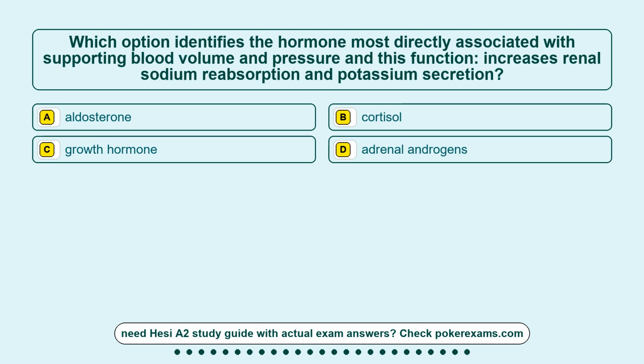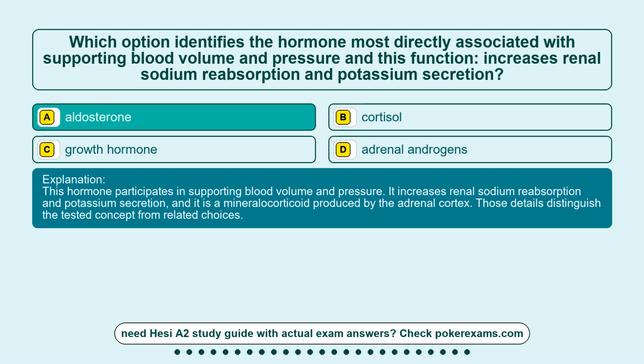Question 7. Which option identifies the hormone most directly associated with supporting blood volume and pressure and this function, increases renal sodium reabsorption and potassium secretion? Option A, aldosterone. Option B, cortisol. Option C, growth hormone. Option D, adrenal androgens. The correct answer is option A, aldosterone.